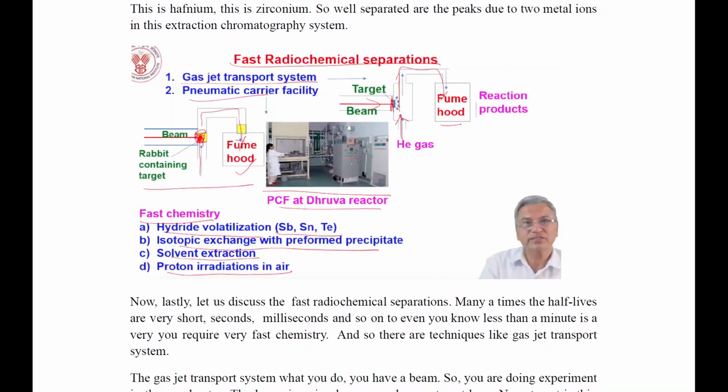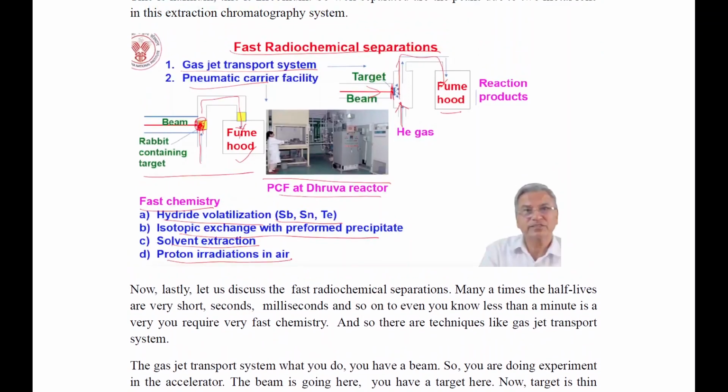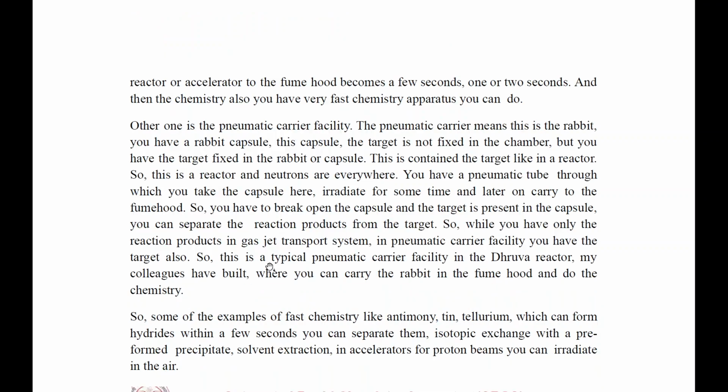Then there are certain fast radiochemical separations: gas jet transport system, pneumatic carrier facility, and in fast chemistry what we have, it is basically in the Dhruva reactor. We can see PCF at the Dhruva reactor, and this is for hydride volatilization. Example antimony, Sn or Te, isotopic exchange with preformed precipitate, solvent extraction, and proton irradiation in air.